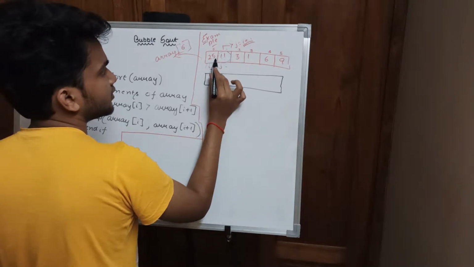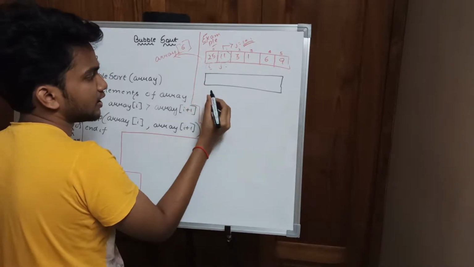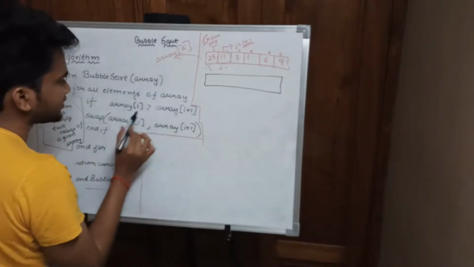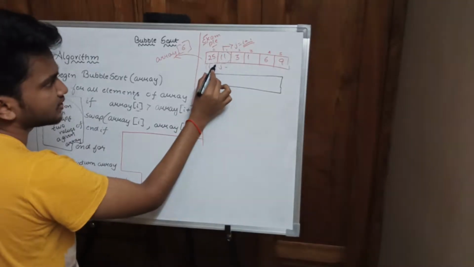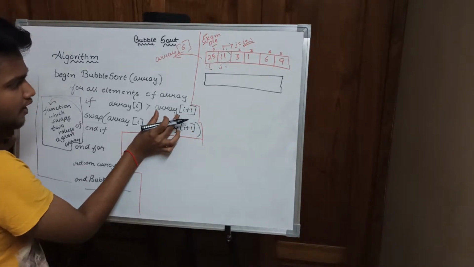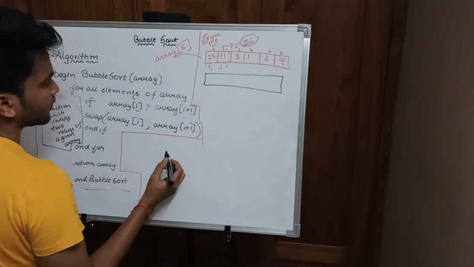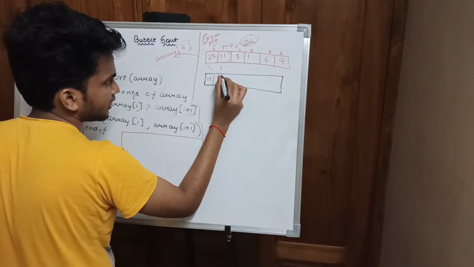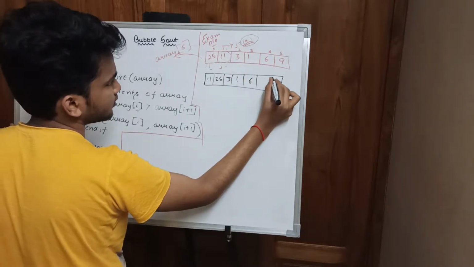You can check the algorithm also here, right? If the array name is array, if array of I, that is the element present at the I location, is greater than the element of array present at the I plus 1 location, that is this, then perform a swap operation. Then we will get 11, 25, 3, 1, 6, 9.